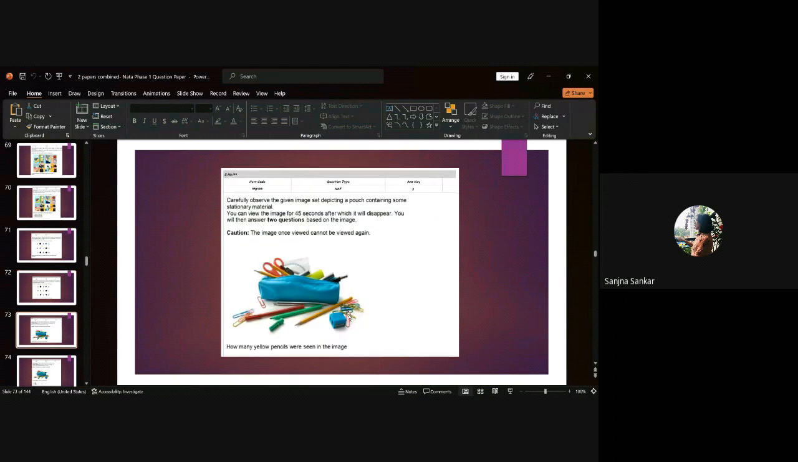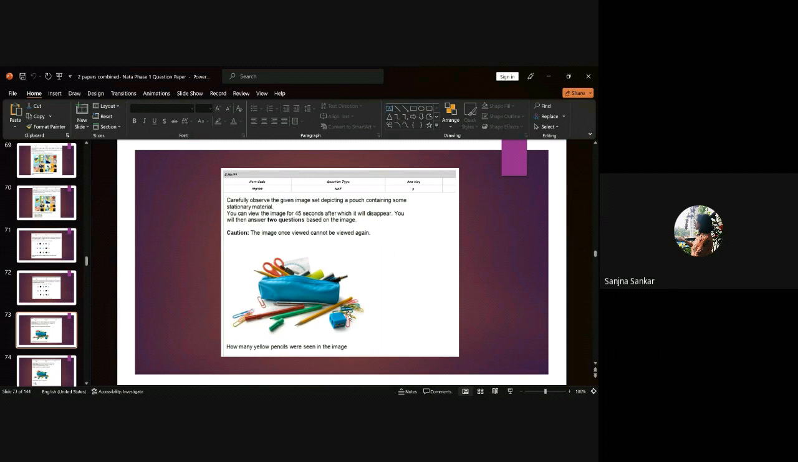Next question. Carefully observe the given image set depicting a pouch containing some stationery materials. You can view the image for 45 seconds, after which it will disappear. You will then answer 2 questions based on the image. In this image there is a pouch with some stationery materials, and then it will disappear. Based on it, they will ask 2 questions which we are supposed to answer correctly.